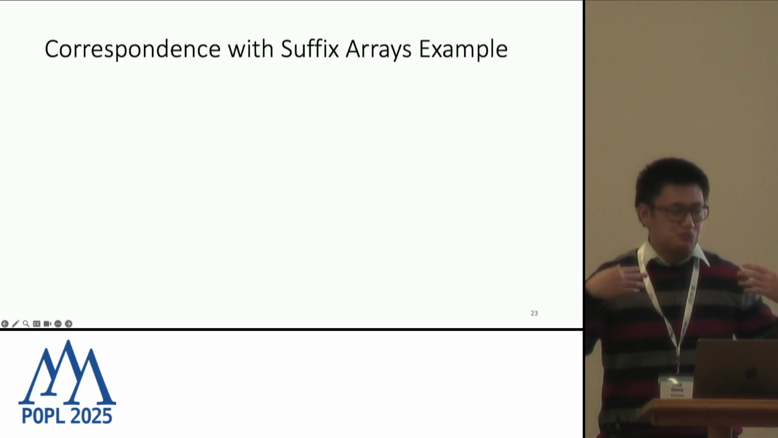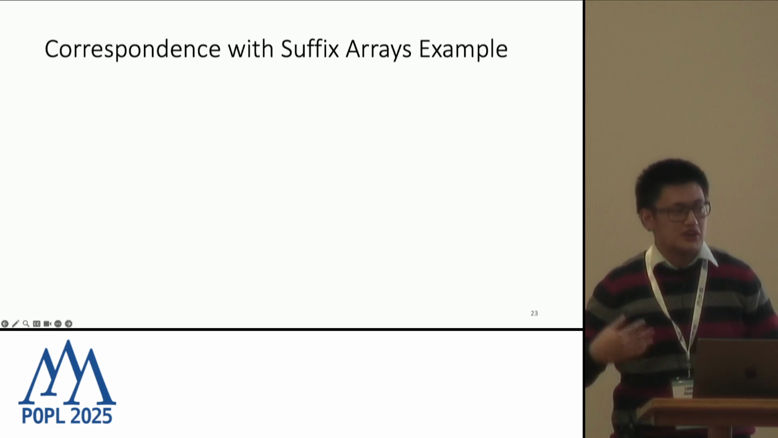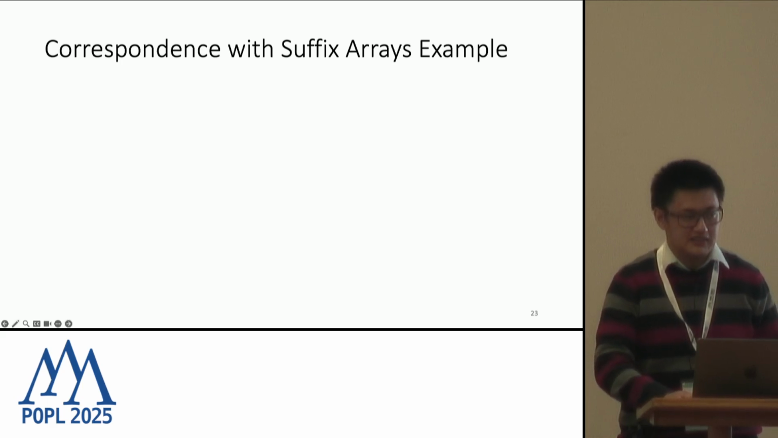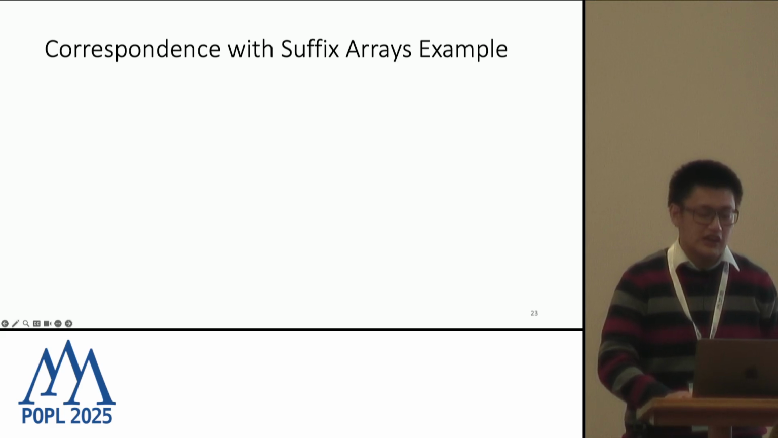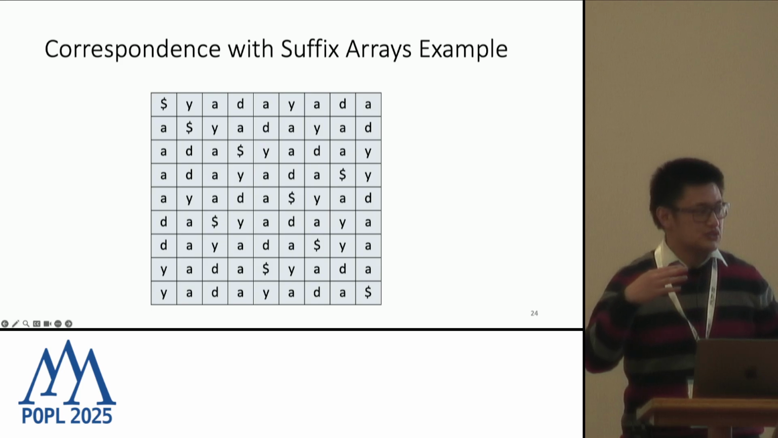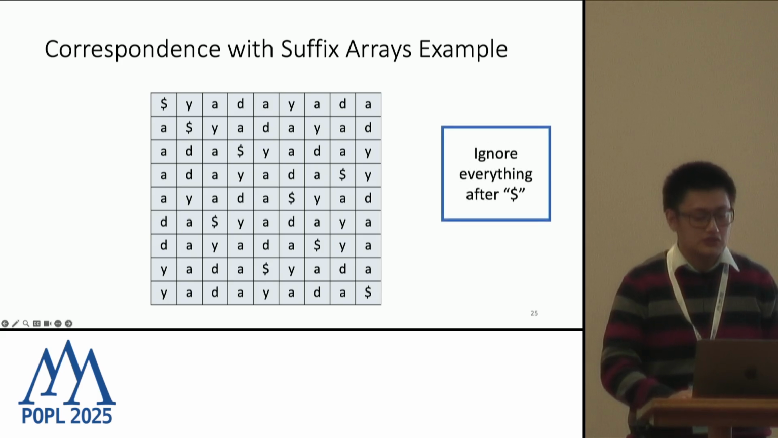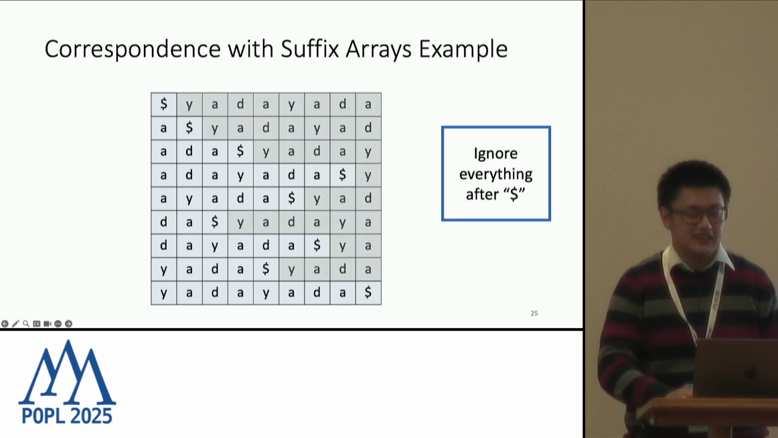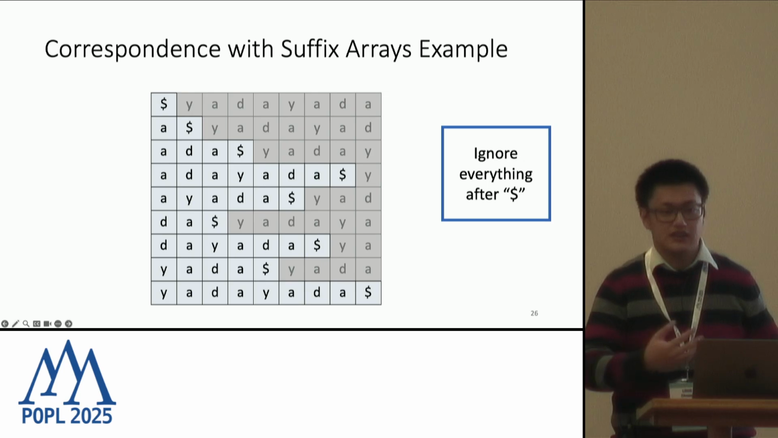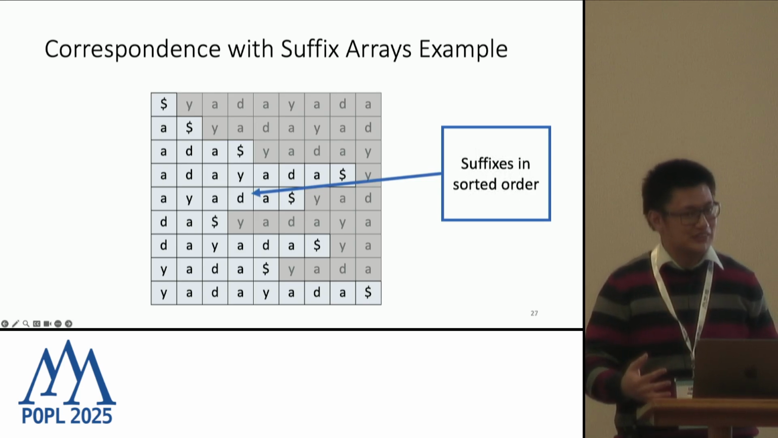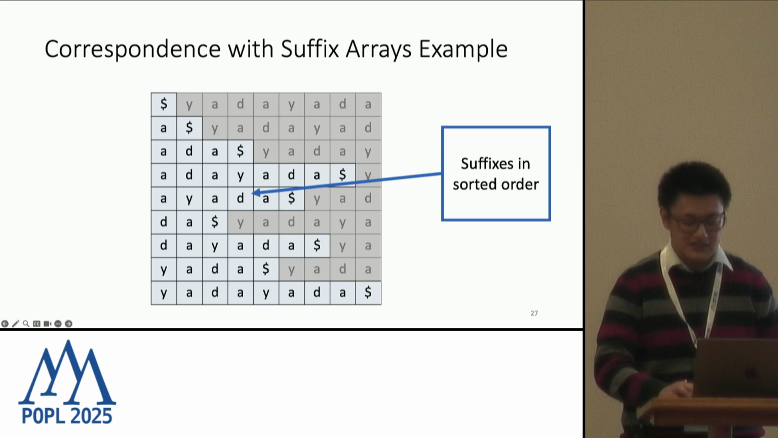Now, moving on, you can also construct it using an alternative approach using suffix arrays. And to see how that comes about, let's go back to the earlier example and consider the sorted rotations matrix of that sequence, yada yada dollar. Now, if we ignore everything after the dollar symbol, what you can see is that we have the suffixes of yada yada. And not only that, these are all in sorted order, which naturally leads to the suffix array.